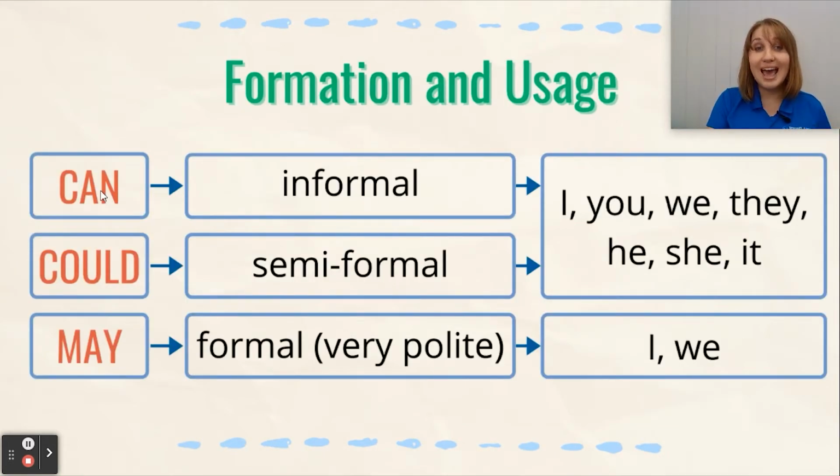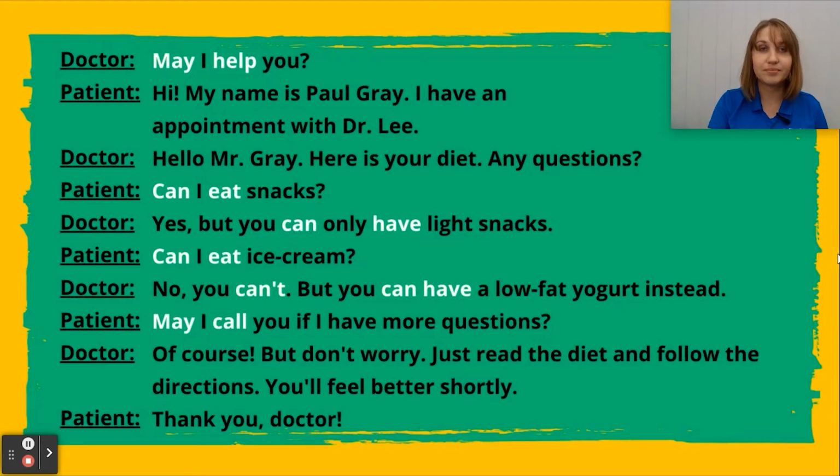So again, can, very informal, and we are using it with I, you, we, they, he, she, and it. Same with could, it's semi-formal, but again, it is used with all these forms. However, may, a very formal and very polite way, we would usually use with I or we.